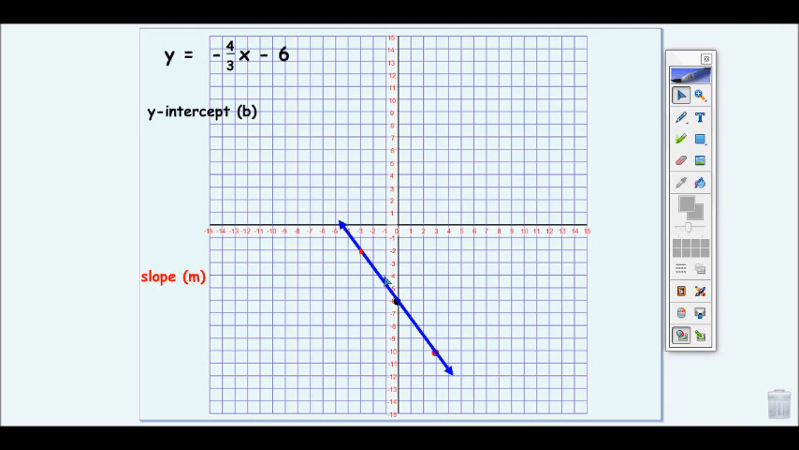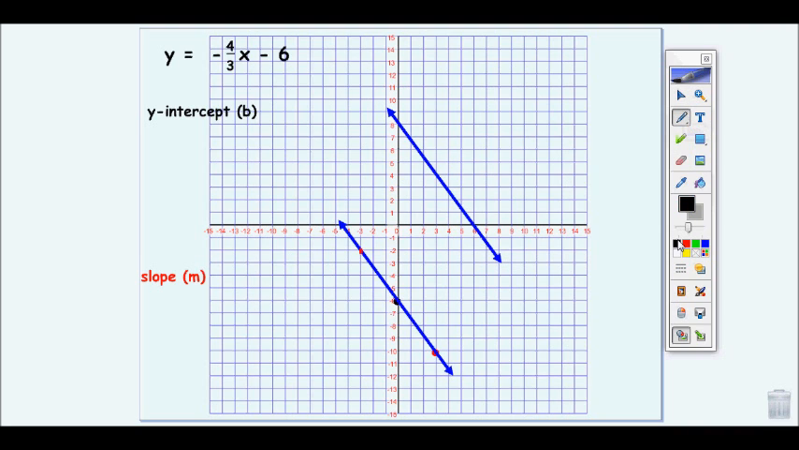Now, if I wanted another line parallel to this one, I would have to make sure that it has the same slope. So this line would also have to have a negative 4/3 x. Now for this particular line, the y-intercept is at 8. So I could write this equation, and you don't need to do this, but I think this makes it a little bit more understandable.